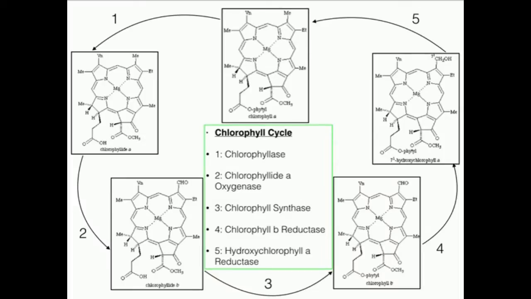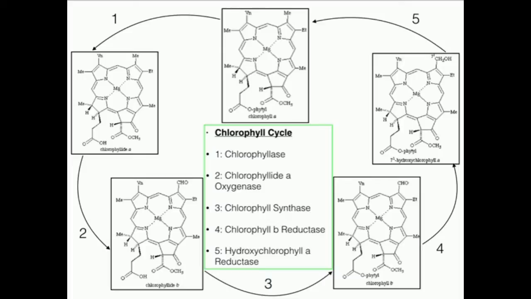The first step in the chlorophyll cycle is chlorophyllase. What chlorophyllase does is it simply hydrolyzes off that phytyl chain. Chlorophyllase, by the way, can react with both chlorophyll A and chlorophyll B, but it's going to do the same thing in any case. It's going to hydrolyze off that tail. Whenever we hydrolyze off the phytyl chain, we get chlorophyllide A. If we were to hydrolyze off the phytyl chain of chlorophyll B, we'd get chlorophyllide B. So when chlorophyll loses the phytyl, it becomes a chlorophyllide.